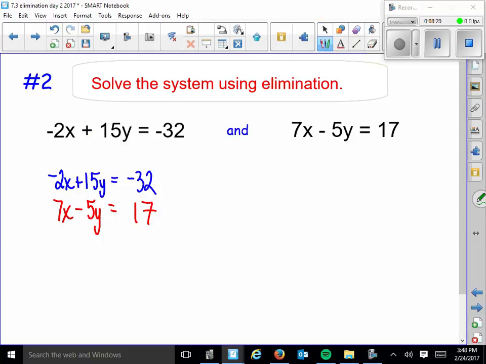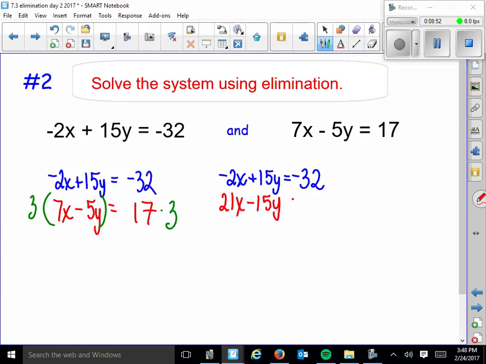I multiply the bottom equation by 3, knowing that I have to multiply both the left side and the right side by 3. The top equation stays the same: negative 2x plus 15y equals negative 32. For the second equation, 21x minus 15y equals 17 times 3, 51.